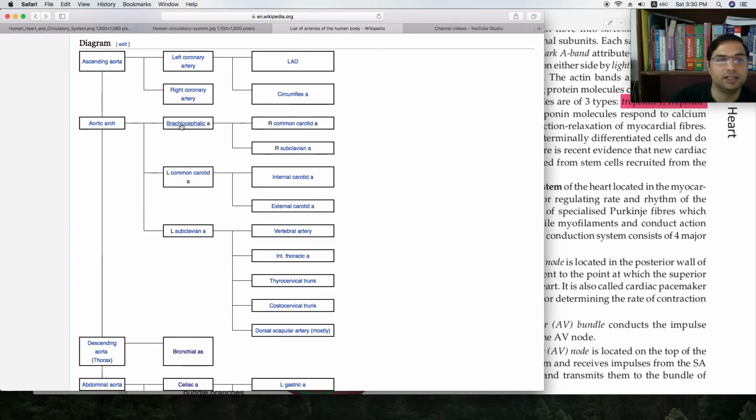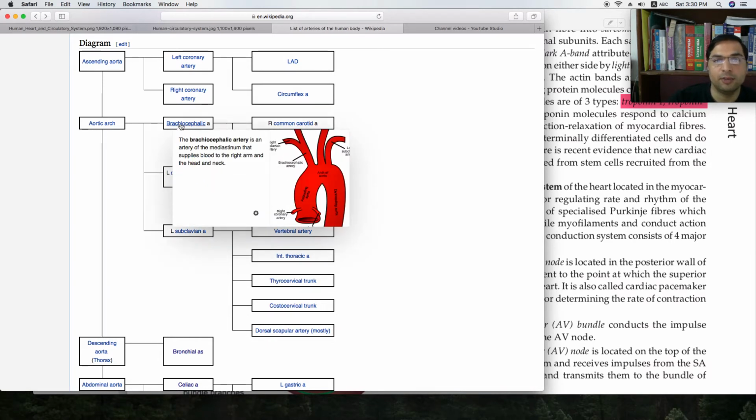Now let us see the first branch which is going to the right side, the brachiocephalic artery. So this brachiocephalic artery, why it is called as brachiocephalic? Because it will give its supply to the brachial side, to the arm, and cephalic means to the head.